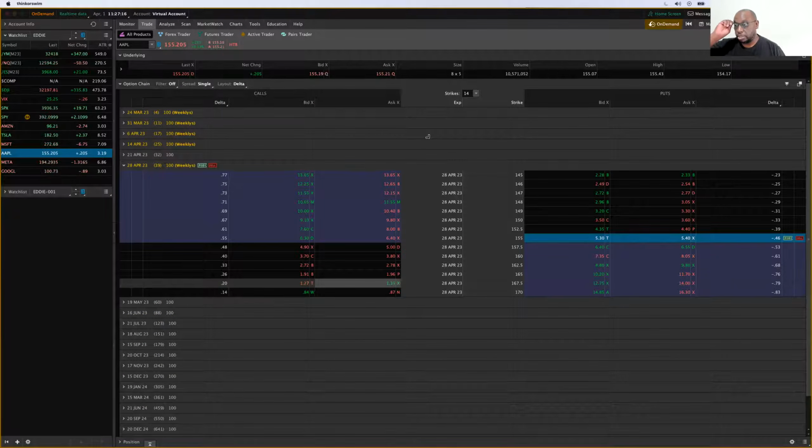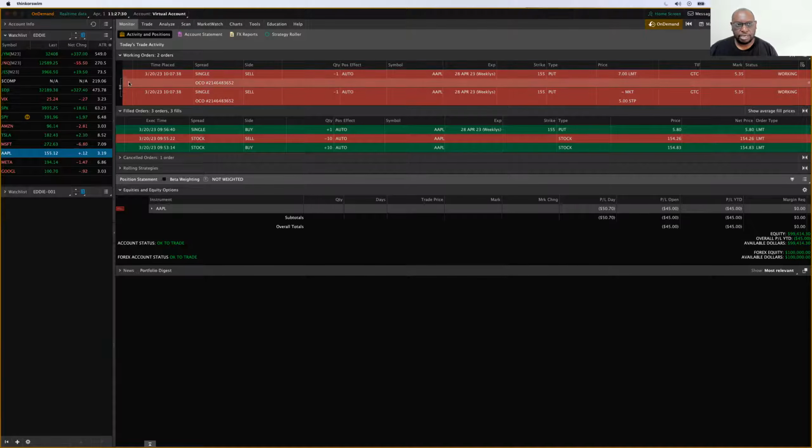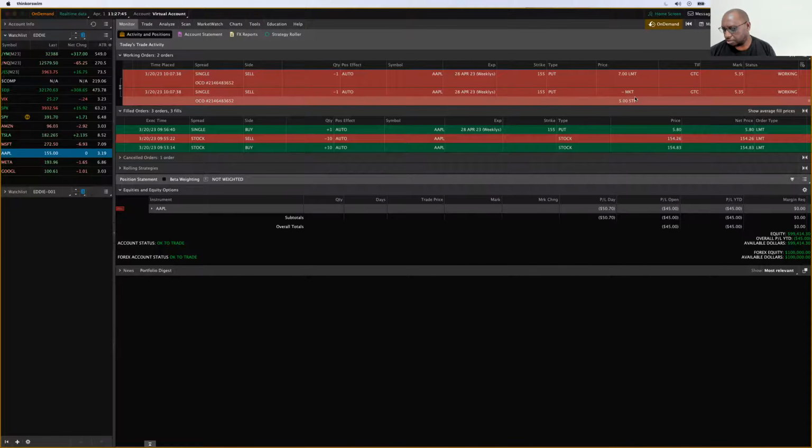Where did it go is a question, right? That's the question somebody should be asking me. What happened? Where did that go? Well, where it went is it went to the monitor tab. It's in my working orders, right? And notice that it is a bracket, meaning that these two are mutually exclusive. Only one of these can happen, either your take profit or your stop loss, not both. Only one of them can happen. Jamie, did I answer your question? You did. Thank you. You're welcome.